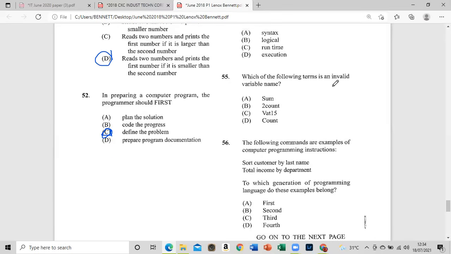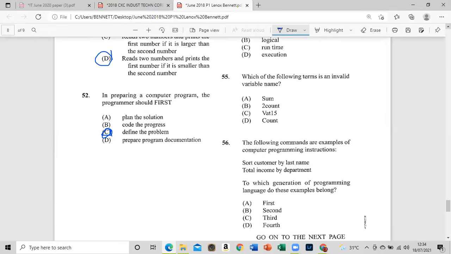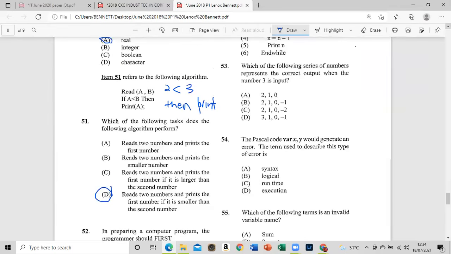All right, so on to 53. For the persons who got that, big up yourself. All right, so 53 now.